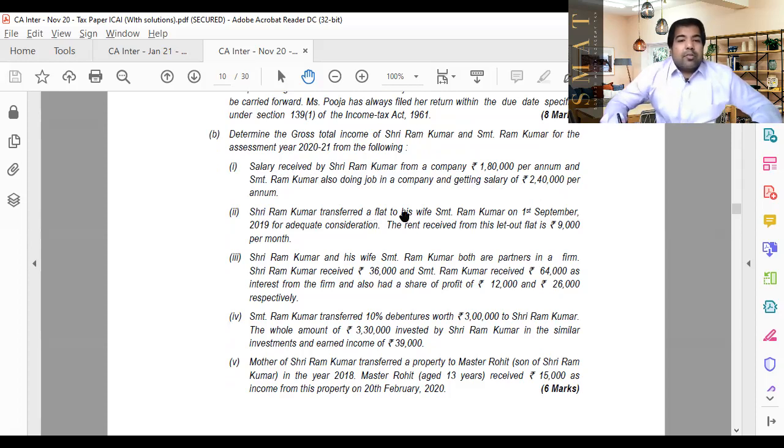Mr. transferred a flat to his wife on 1st September 2009 for adequate consideration. Guys, the word is adequate consideration. The moment there is adequate consideration, there is no clubbing. That will come in a note here. The rent received from this let out flat is 9,000 per month. Guys, 9,000 till September, so April, May, June, July, August, 5 months into 9,000 will be added in the hands of Mr. And 9,000 into the rest of the year will be added in the hands of Mrs.